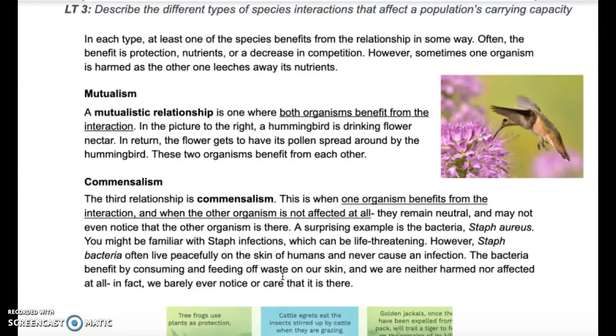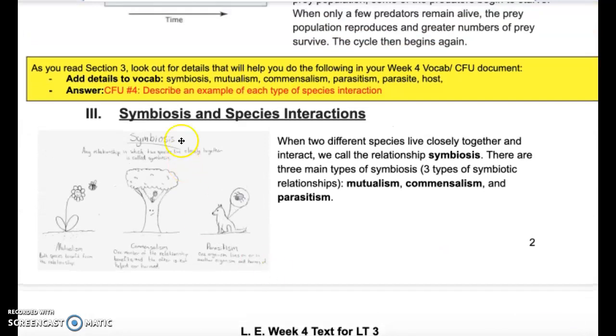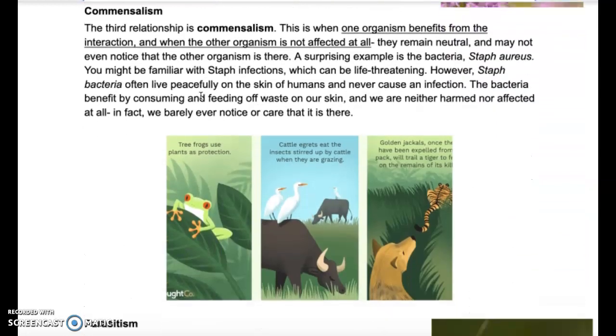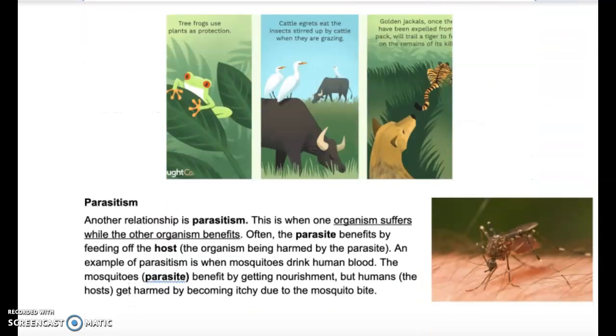So if you haven't already, make sure you pause and go to your definitions to add for commensalism, parasitism, and just clarify what parasite and host refer to. Then make sure you give your example of each type of species interaction. You can use the ones in this text, or you can use the ones in the PowerPoint for this week.